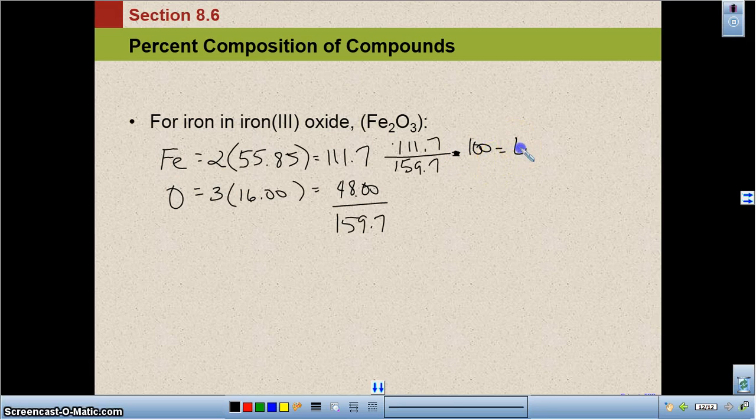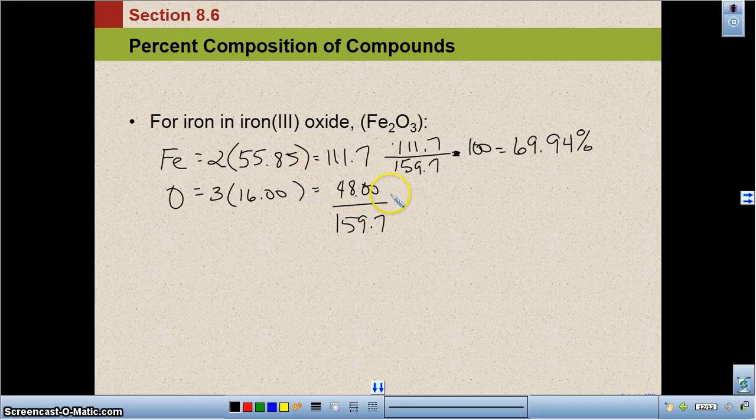Our total is 69.943. So we're going to round it to 2 places past the decimal, and this would be our answer for this question. So 69.94% of this compound is made up of iron.